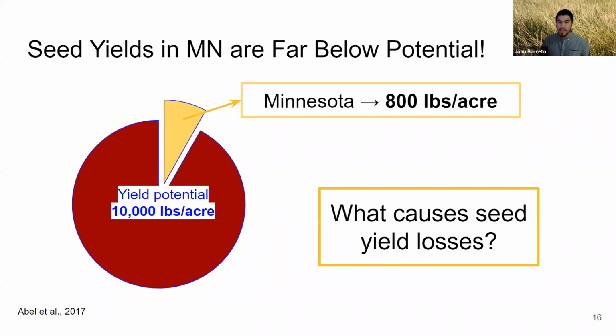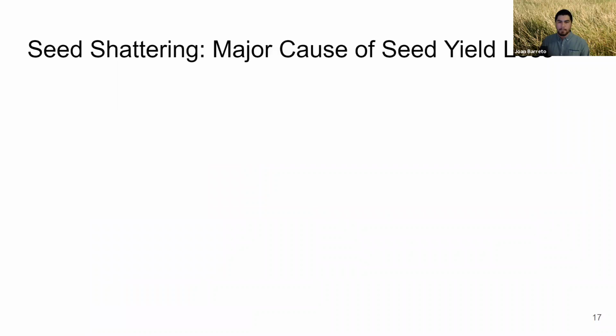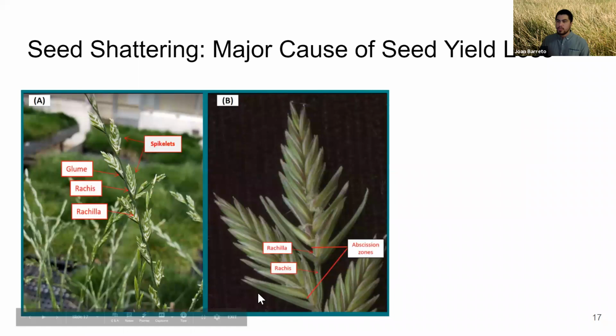Seed shattering, also known as seed shedding, dispersal, or dehiscence, is a natural phenomenon that separates the seeds and the spikelets from the spike. Here we have a general spike again with its main parts. Here we have the spikelets, and if we zoom into three of them, we have the rachis again. Shattering occurs because of the partial or complete formation of a layer in the abscission zones, right below the rachilla.